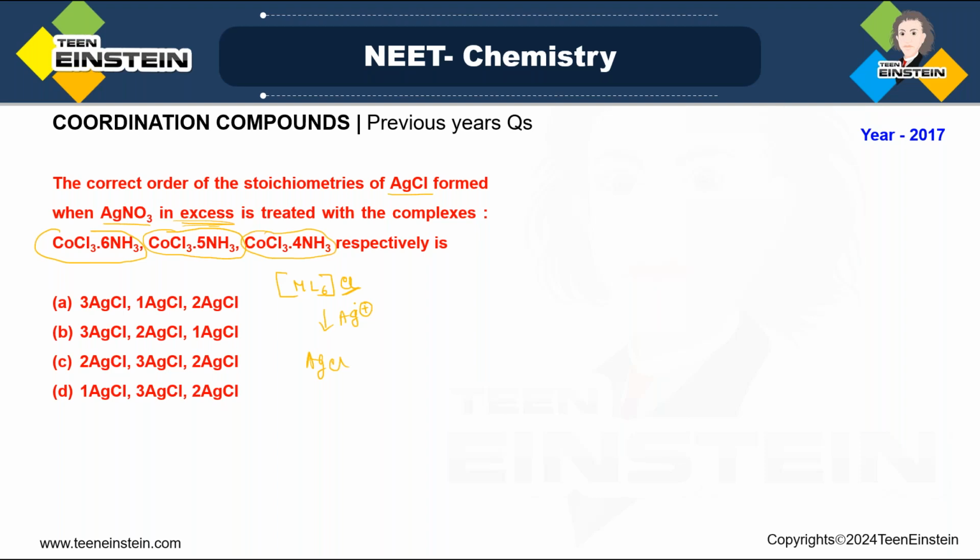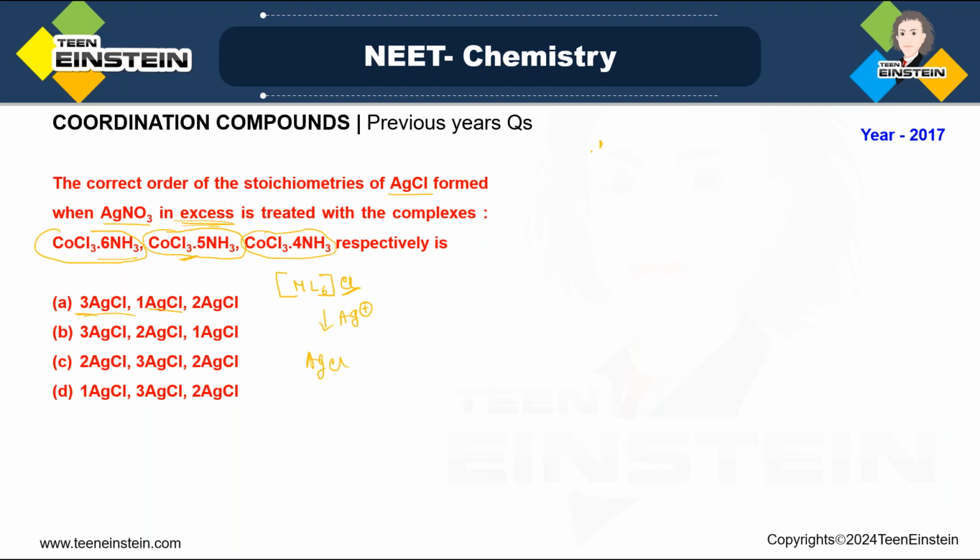So basically it is asking how many chlorine are present outside the coordination sphere, and look at the options. That is 3 AgCl. That means, suppose option A is correct, 3 AgCl, that means from the first complex all the chlorine are present outside the coordination sphere. 1 AgCl, that means 1 Cl is present outside. So this is the meaning of this question.